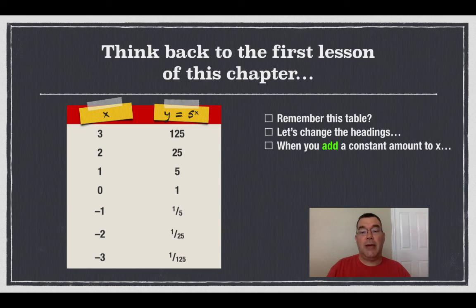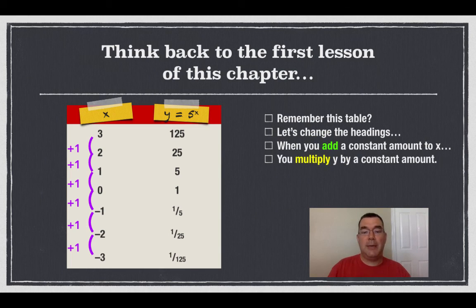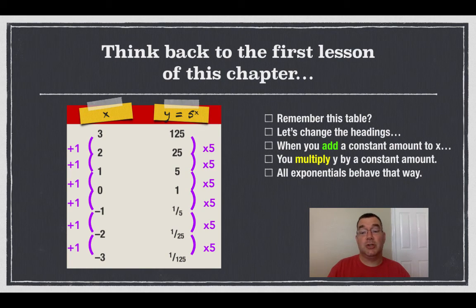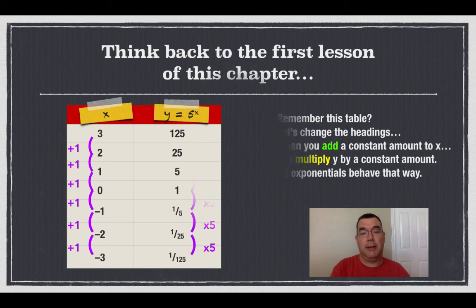All right, so when you add a constant amount to your x's, going from the bottom of the table up to the top, when you keep adding 1 and then 1 and then 1, what's happening is you keep multiplying the y's by a constant amount. So multiply by 5, multiply by 5, multiply by 5. That's what exponential functions do. If you see that pattern in a table, you will know that you have an exponential function by adding constant amounts to the x's, but multiplying the y's by constant amounts.